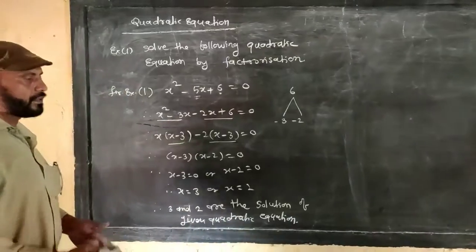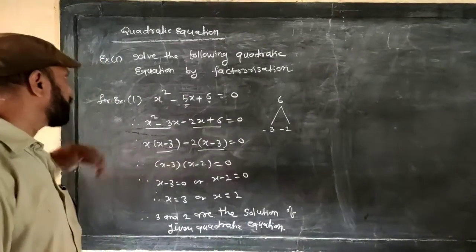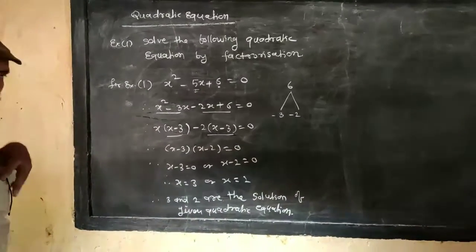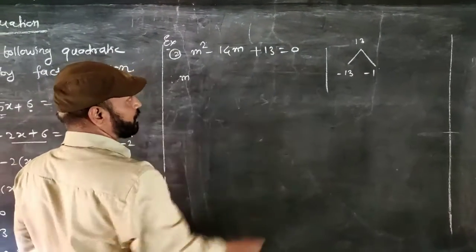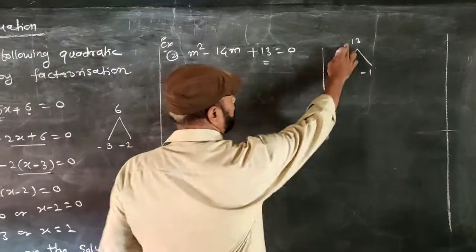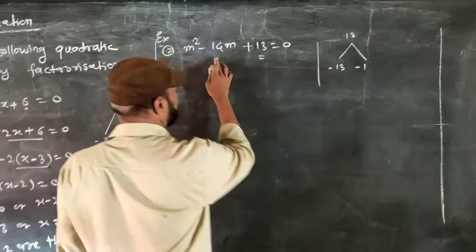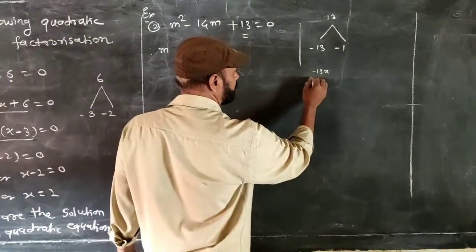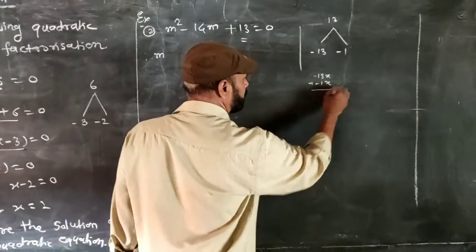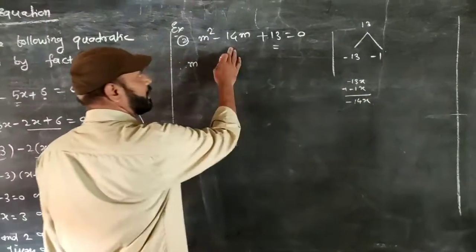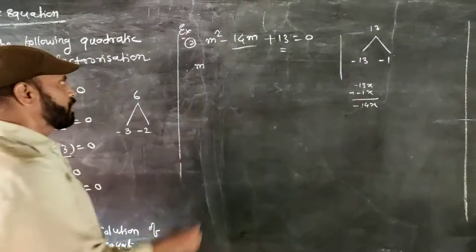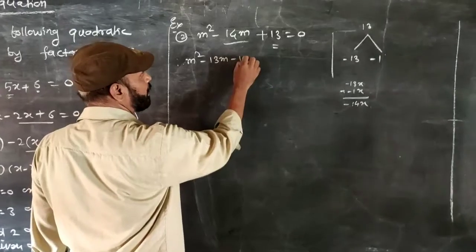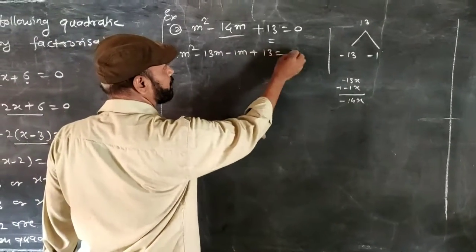Okay, taking a second example of this type from our textbook, we can solve it. m square minus 14m plus 13 is 0. So the last term 13 factorizes as minus 13 and minus 1, so that gives minus 14. Means minus 13m plus minus 1m is equal to minus 14m. That is splitting the middle term here. So m square minus 13m minus 1m plus 13 is equal to 0.